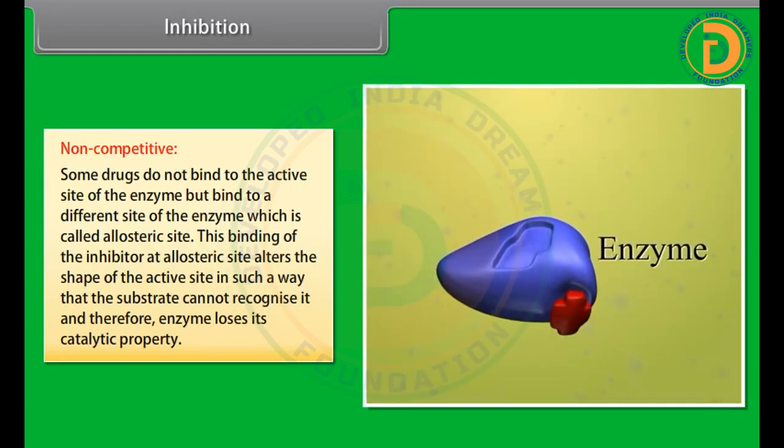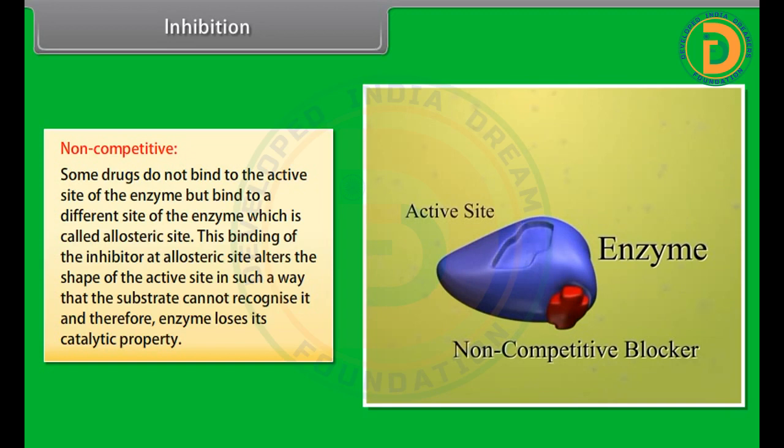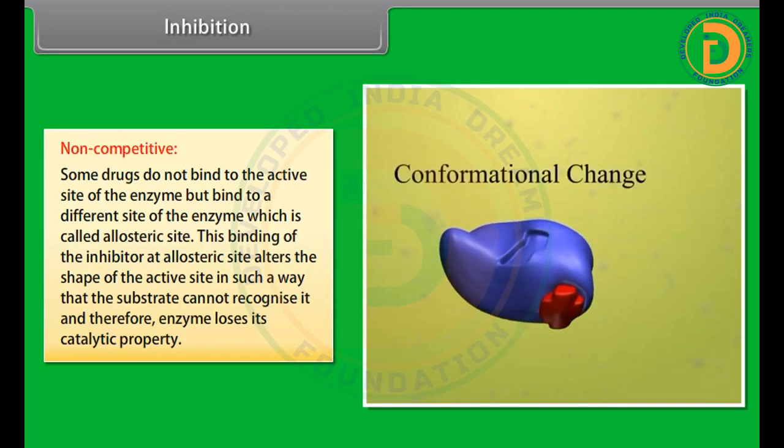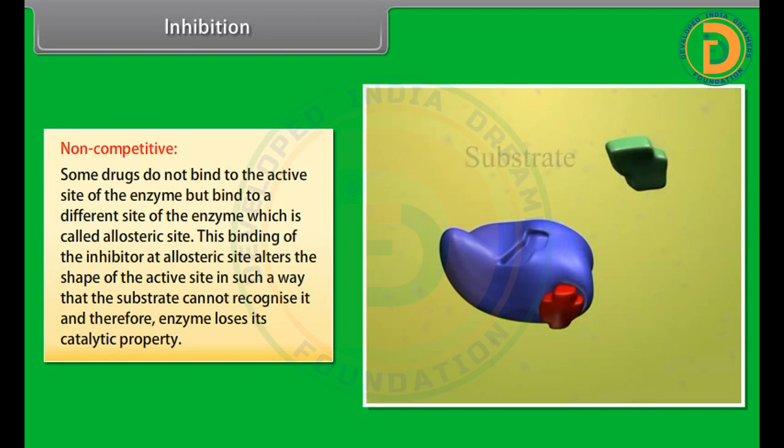Non-competitive. Some drugs do not bind to the active site of the enzyme, but bind to a different site of the enzyme, which is called the allosteric site. This binding of the inhibitor at the allosteric site alters the shape of the active site in such a way that the substrate cannot recognize it, and therefore the enzyme loses its catalytic property.